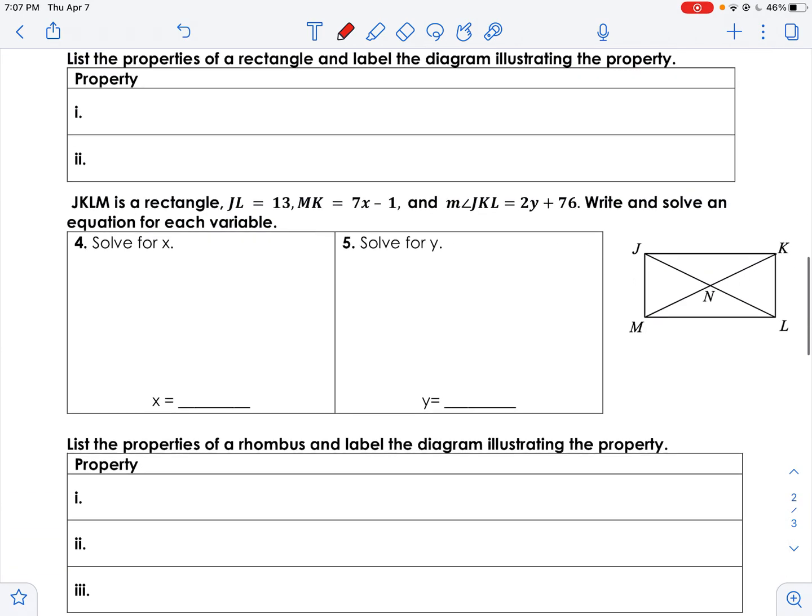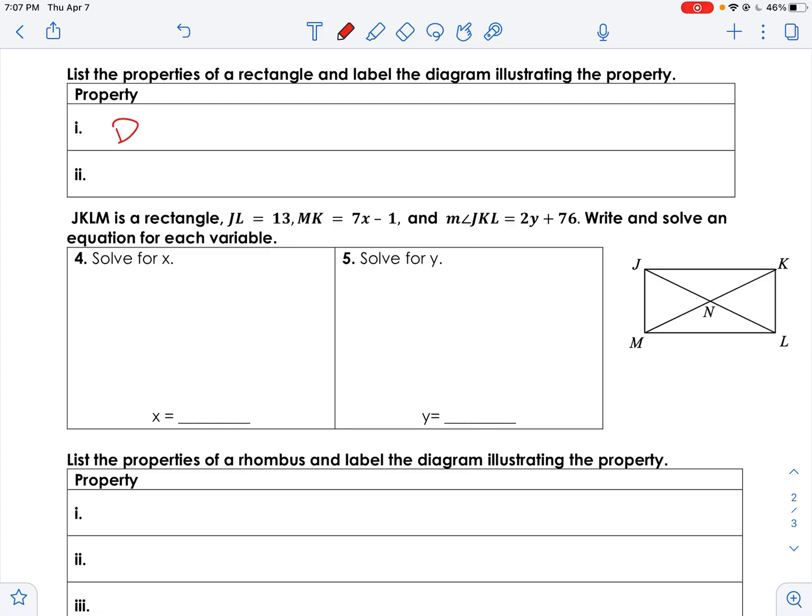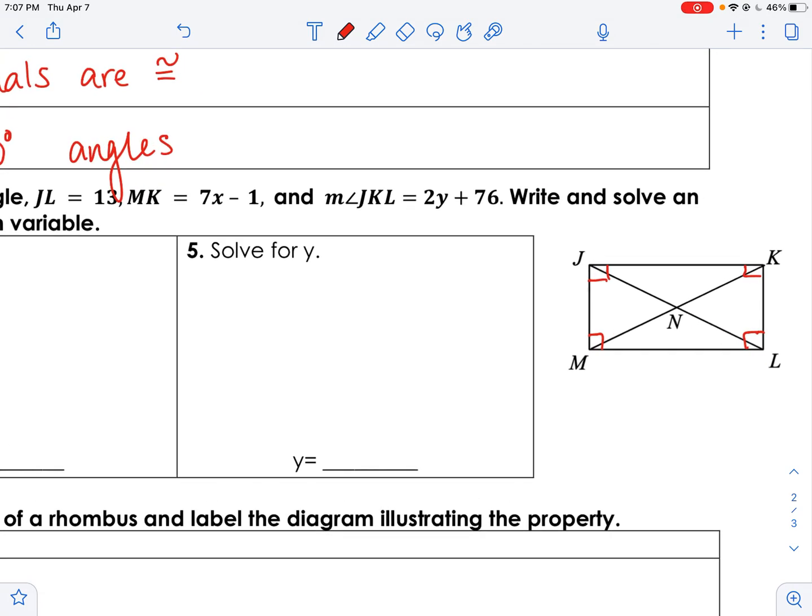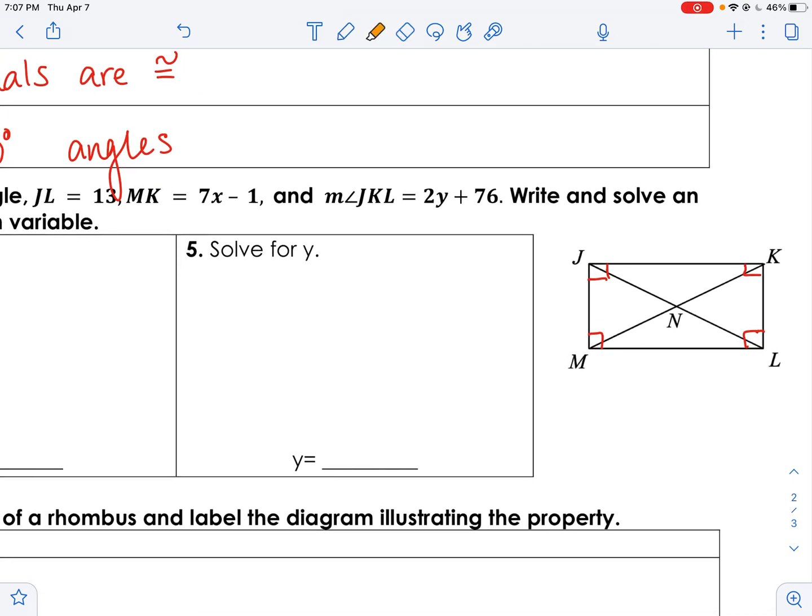I should also be considering the rectangle properties, that the diagonals are congruent. And I have 4 90-degree angles. So let's always mark in our 90-degree angles. And I should mark in what's given, excuse me. So JL is 13. So this here is JL. That's segment JL. That's 13.